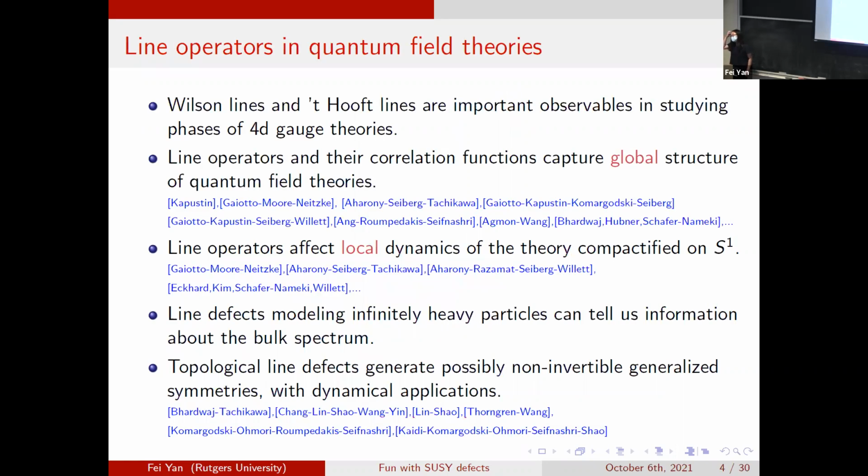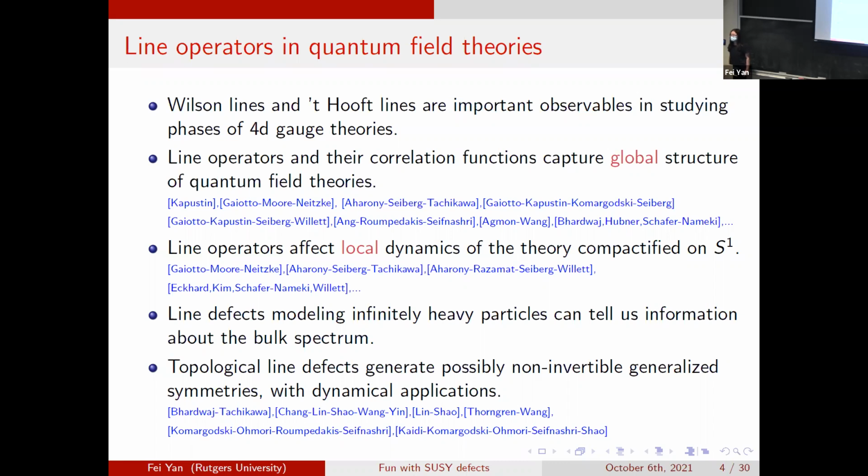Okay, so let's start with lines. Line operators in general are important in quantum field theories. Historically famous examples are Wilson lines and 't Hooft lines, which are important observables in studying the physics of 4D gauge theories. More recently, these kinds of ideas have been explored in a more systematic way, where people realize that line operators and their correlation functions really capture the global structure of quantum field theory.